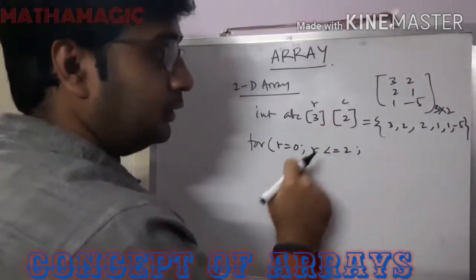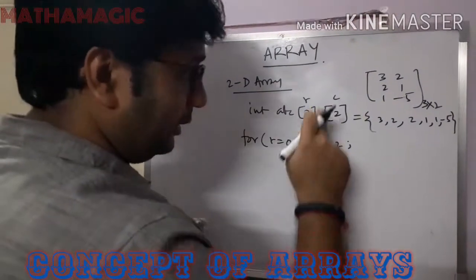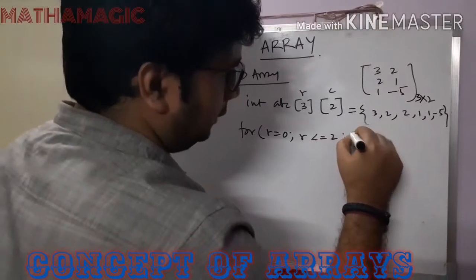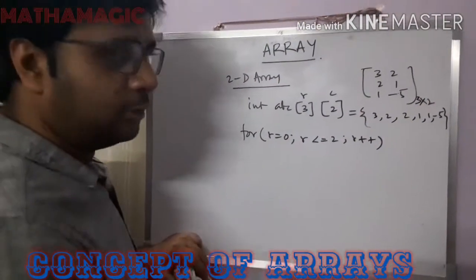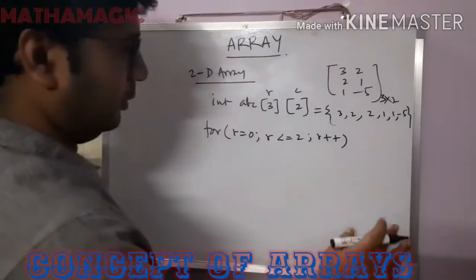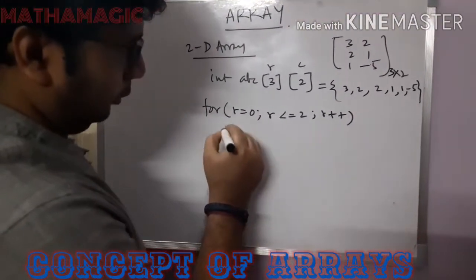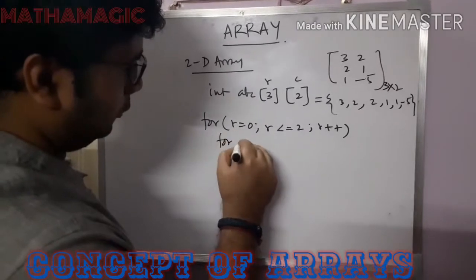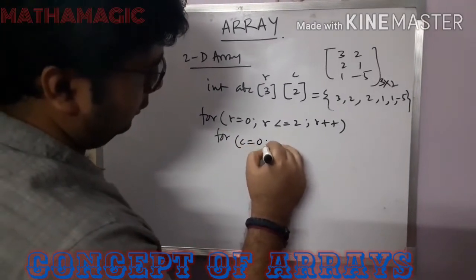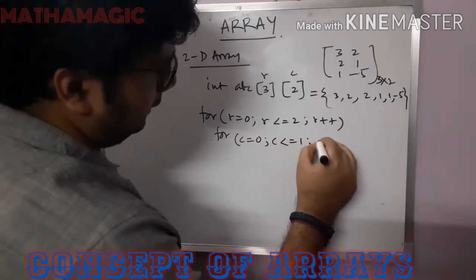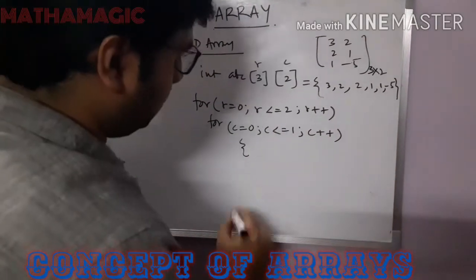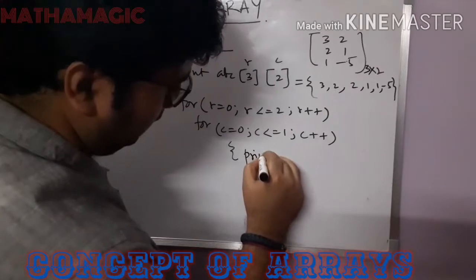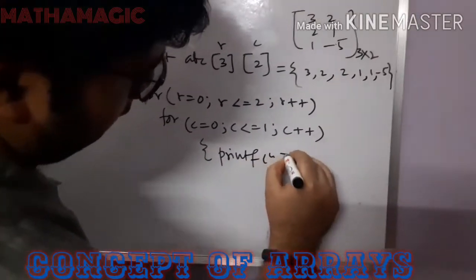If it is 2, it will go from 0 to 1. Be very careful in this context, otherwise you will make a huge mistake. You will get errors and you will not find out what the error is, but it will continuously disturb you. So c equals 0, c less than or equal to 1, c plus plus. Now here comes the main important part. So printf, we can write it like this also.